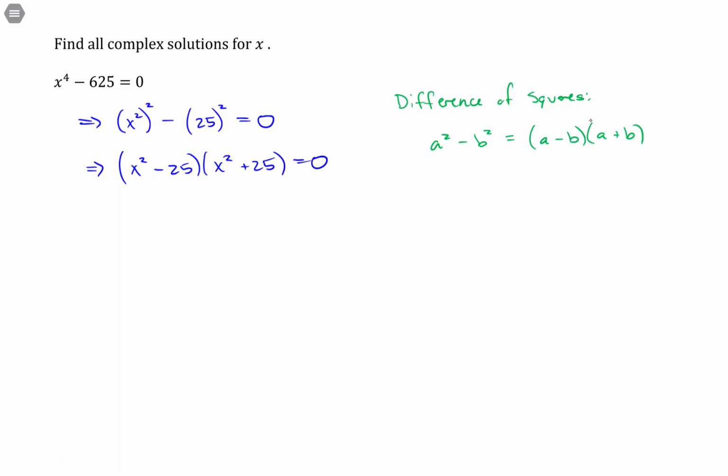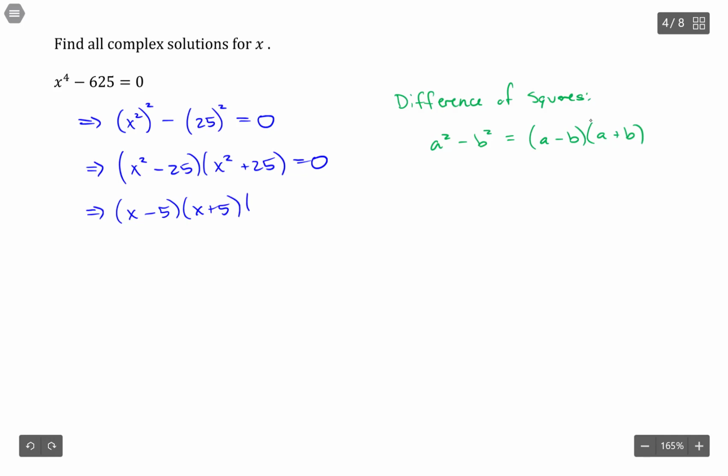Now, if you'll notice, 25 you should recognize as a perfect square as well. So 25 being a perfect square, and then x squared minus 25 tells me that I can do another round of difference of squares. So this first parentheses could factor into x minus 5 times x plus 5, but this next one doesn't factor. It just stays as x squared plus 25.